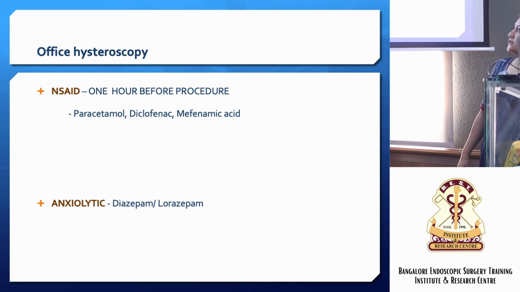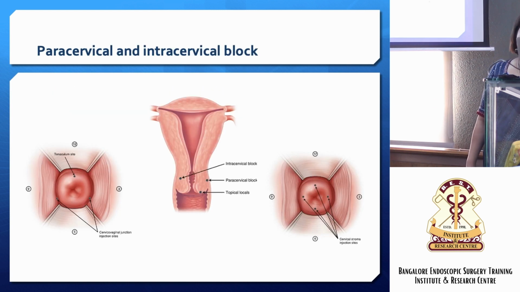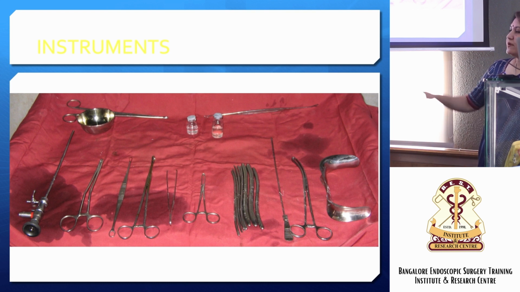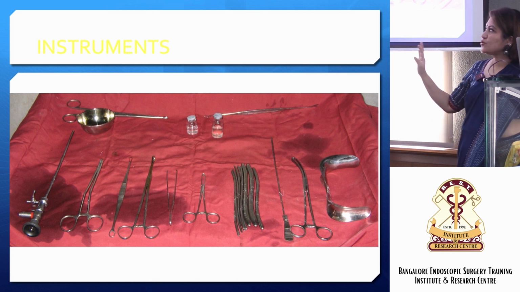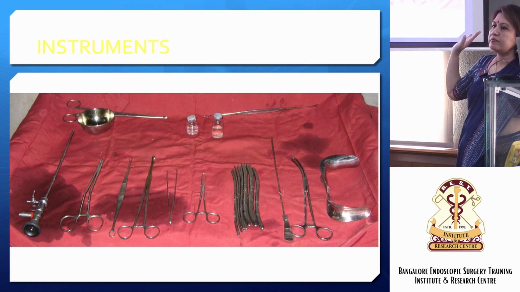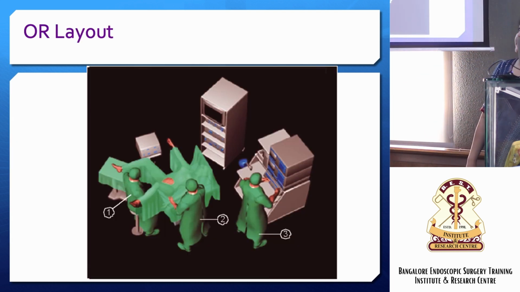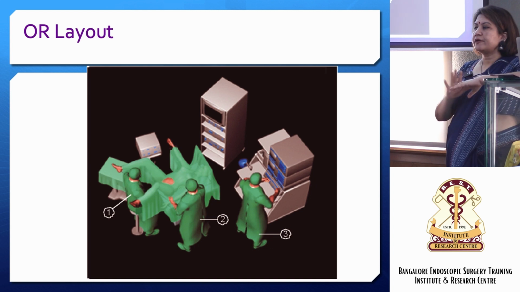So when it comes to office hysteroscopy, as I've already mentioned, you give NSAID 1 hour before the procedure, and we all are familiar with the paracervical blocks. So we go ahead and give the blocks. Now this is the instrument table for a diagnostic hysteroscopy, same as our DNC set, except that we have a telescope attached.